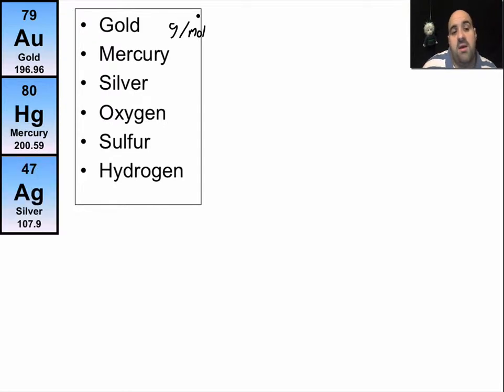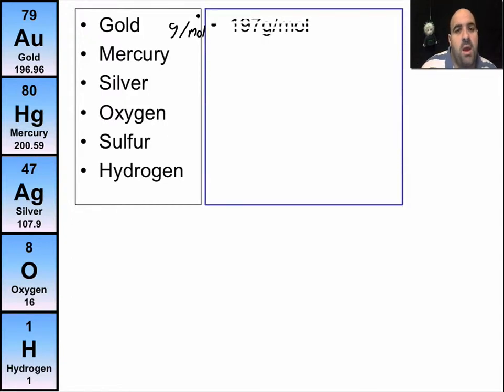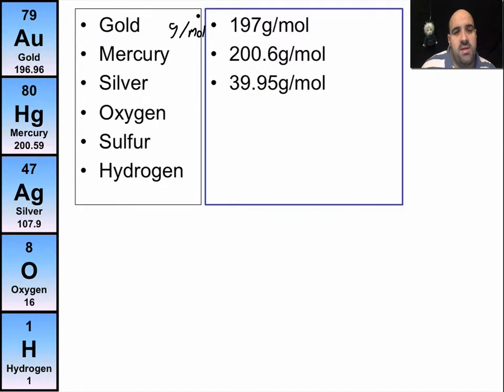Silver, 107.9. Oxygen, you might think it's going to be 16. That's not going to turn out correct. And hydrogen. I believe we skipped sulfur because I didn't have enough room for the other box. But gold is 197 rounded. Mercury is 200.6 rounded. Silver, that is incorrect. That's not silver. So, a little boo-boo there.